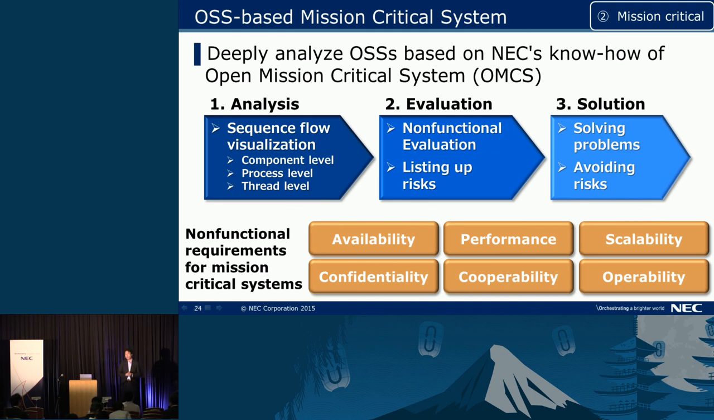NEC has 8 core developers and 15 developers, and right now we are increasing the number of these engineers to support such OSS. So we analyze the code and we evaluate that OSS. And as you know, some functions or configurations are required to achieve some quality or capability. We prepared configuration guides and integration guides for system integration. In such a way, we can provide a high availability and high performance system for the customer.